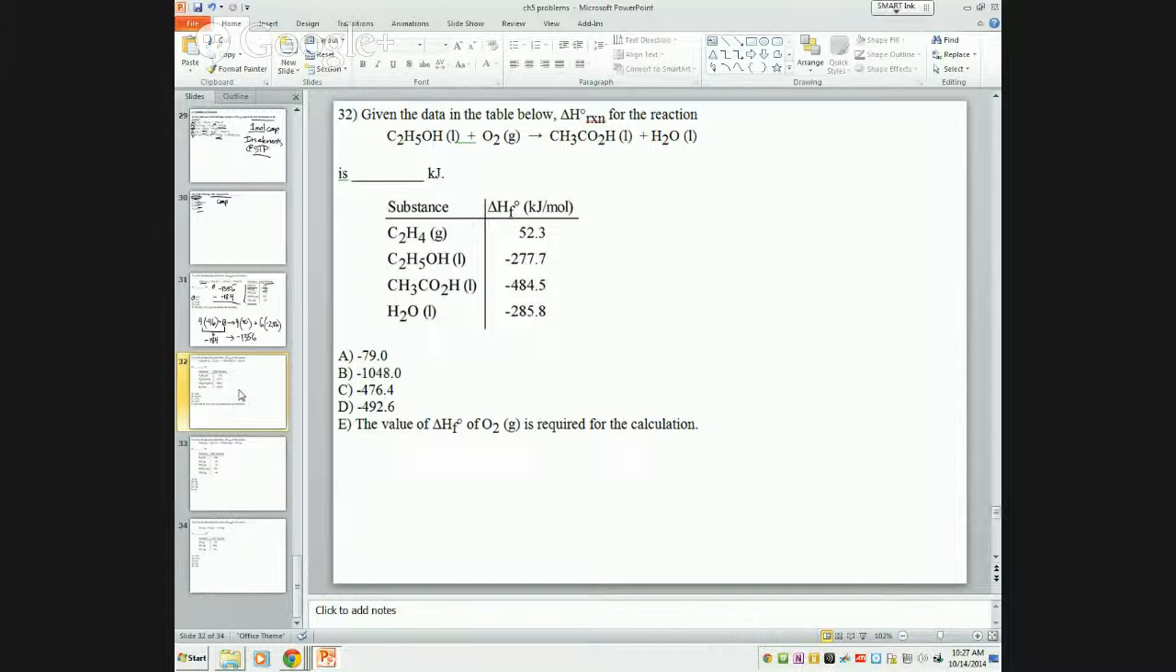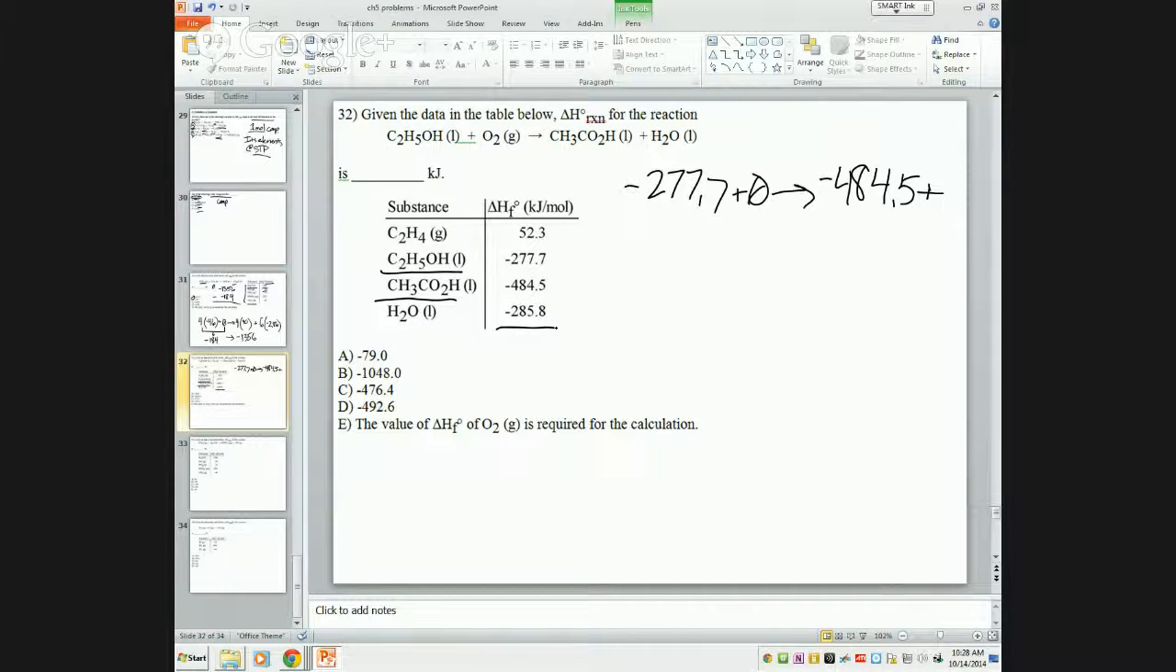All right, 32. Turn the page. 32 is same thing but different, right? Different problem, but same kind of process. So they give us a chart of knowns, and they give us an overall reaction. So we're going to have to use the heat of formations for those things to figure it out. So I look up C2H5OH is -277.7. Oxygen is 0. And it becomes CH3CO2H, so -484.5, and H2O, which is -285.8.